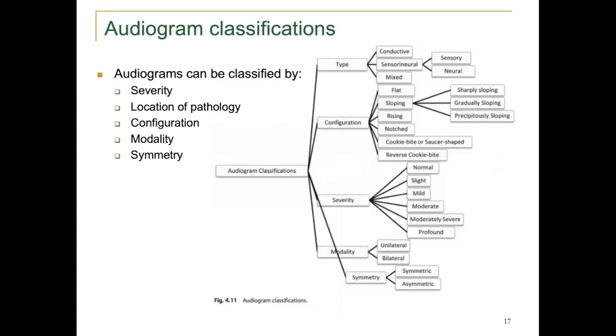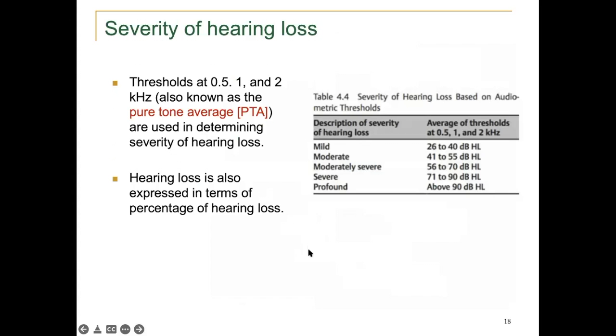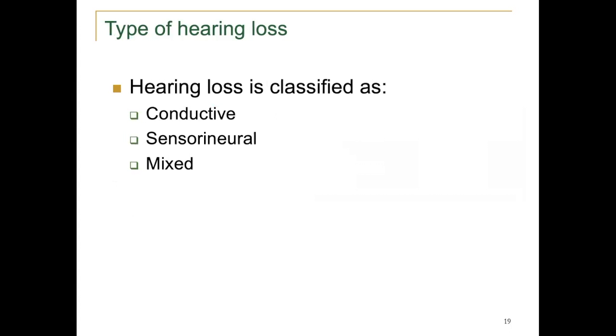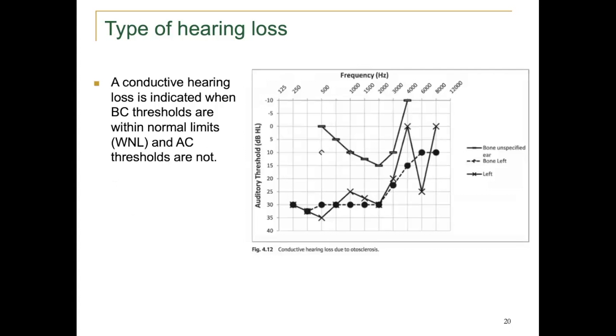Audiograms can be classified by several different variables, including severity, location of pathology, configuration, modality, and symmetry. We often obtain thresholds at 500, 1,000, and 2,000 hertz to help us determine the severity of hearing loss. We refer to that average of thresholds at 500, 1,000, and 2,000 hertz as the pure tone average. Hearing loss can also be classified as conductive, sensory, neural, or mixed.